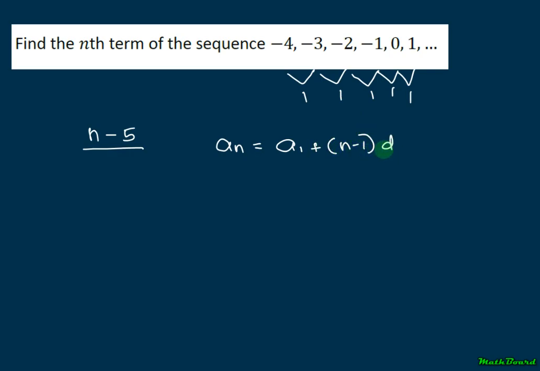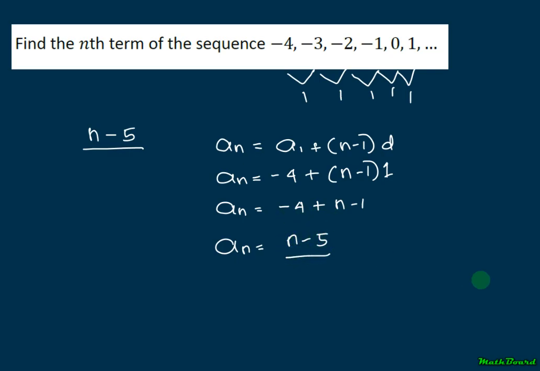Okay, so a sub n equals the first term, -4, plus n minus 1, since the common difference is 1. So a sub n is equal to -4 plus n minus 1. And that is n, -4 minus 1, -5. So the nth term is n minus 5.